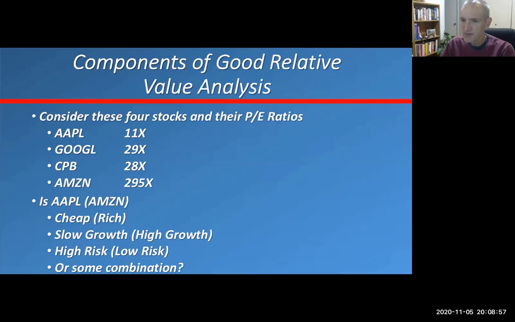Google's trading expensive. At the time I did this chart, the PE ratio of the entire stock market was probably 18 or 19. So Google was trading pretty expensive. Campbell's Soup was trading really expensive. Why? Probably because it's a low-risk company.